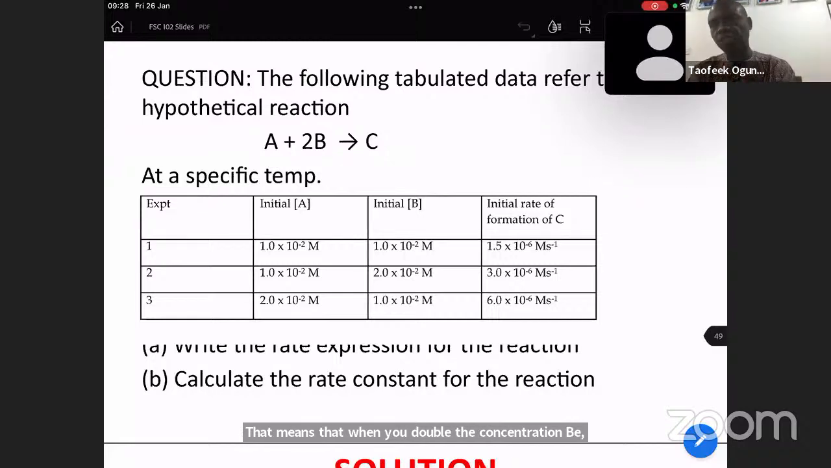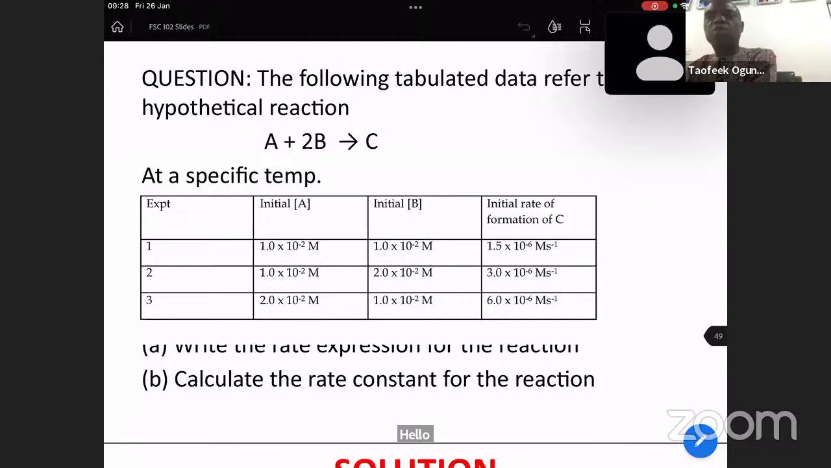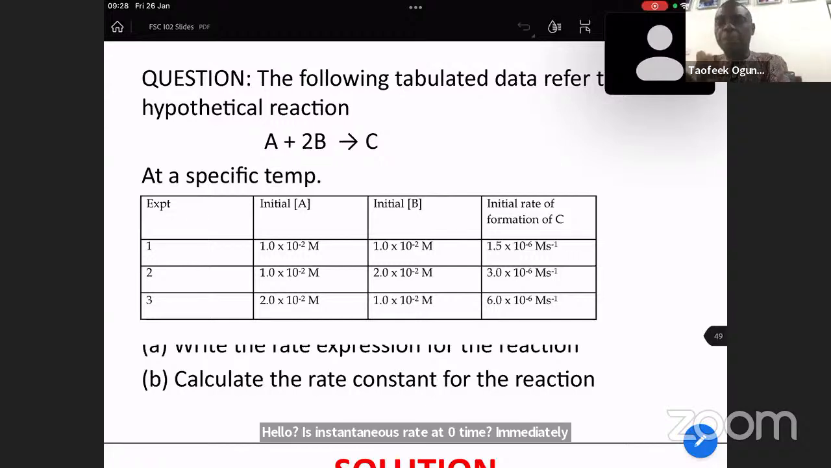And remember, the concentration of A was kept constant. And we're using the initial rate method here. Remember, when I was explaining instantaneous rate, we spoke about average rate and instantaneous rate. We said instantaneous rate is rate of reaction at a particular point or at a particular time. So initial rate of reaction is another form of instantaneous rate, or is instantaneous rate at 0 time. Immediately you commence your reaction, you want to measure the rate at that particular point in time, at time 0. That is initial rate of reaction. So it's just a form of instantaneous rate of reaction.